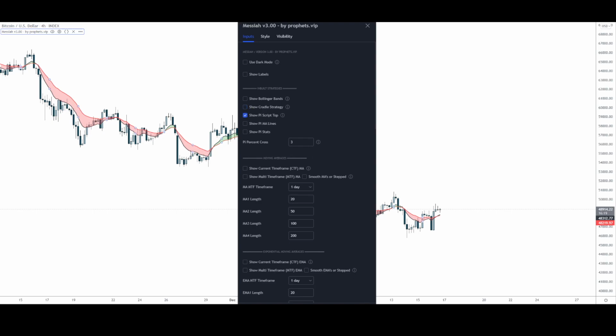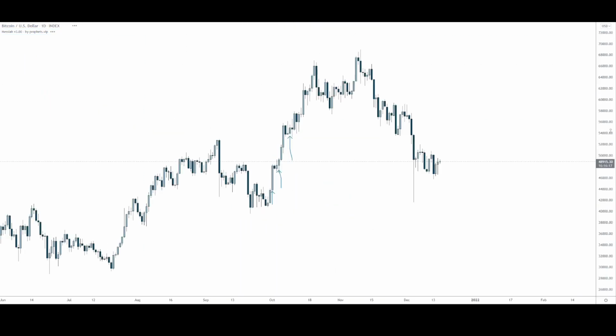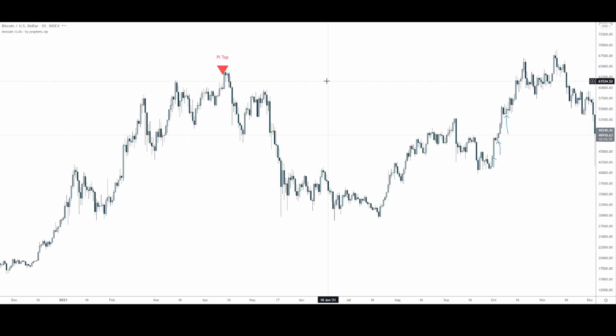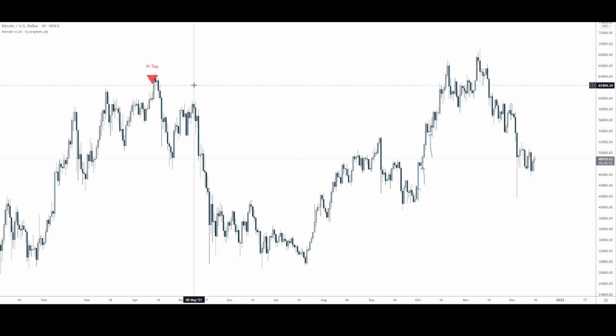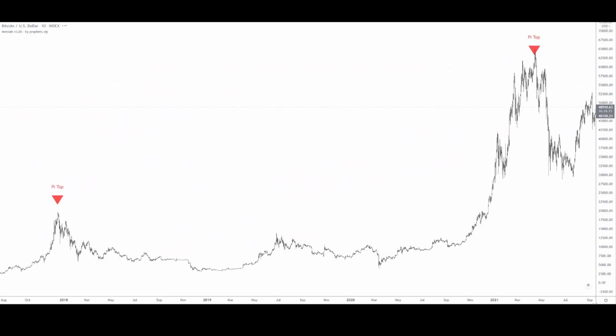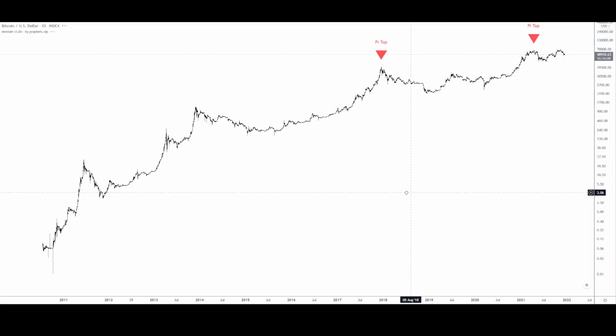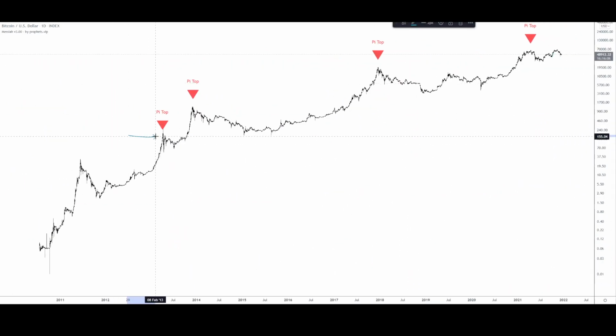Next is a pi script top. This is based off a pi script, using pi literally in a moving average sense. And if we zoom out and have a look at the history of Bitcoin, it has a pretty good strike rate of calling the top. It didn't get this top here because there wasn't enough data at that time on the moving averages it requires, but I'm assuming it probably would have got that one as well. So it's pretty good at picking these tops.